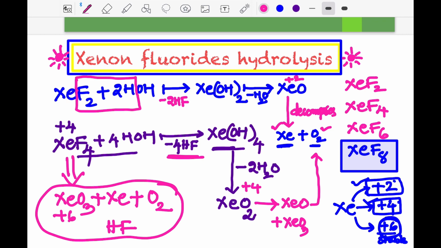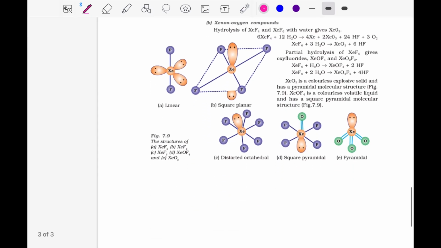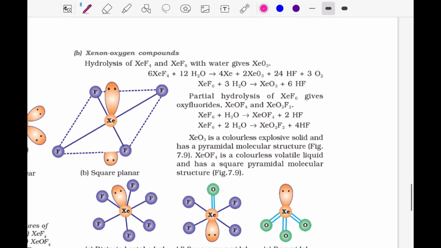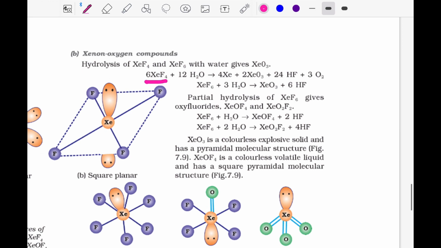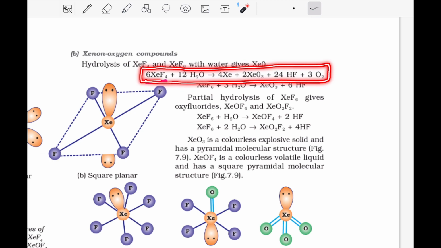hydrolysis. So this is a very important reaction. I'll show you the final reaction from the NCERT. Xenon tetrafluoride reacts with water and produces xenon, xenon trioxide, HF and oxygen. Nothing else. Only these compounds are formed here. So it is a very important hydrolysis reaction for xenon. Thank you.